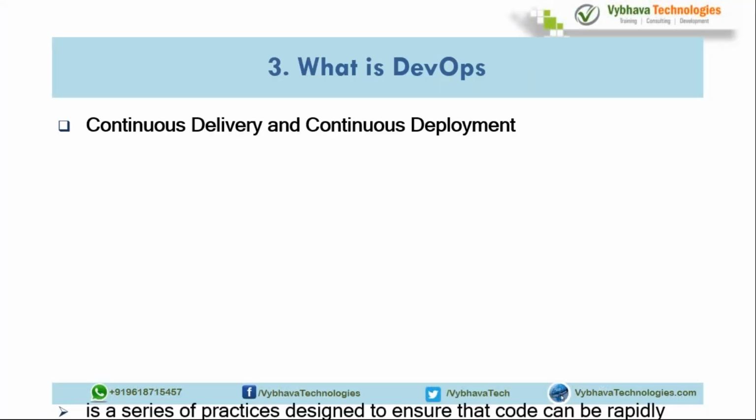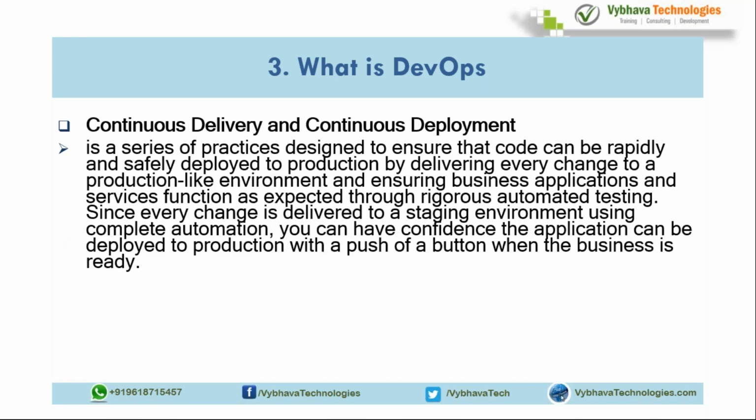Continuous delivery, continuous deployment. It's a series of practices designed to ensure the code can be rapidly developed and safely deployed to production. So the end goal is that it should go to production. You are delivering every change to your production-like environment, and ensuring the business applications and services function as expected. Whatever function you are changing should be rigorously tested, and it will be tested automatically.